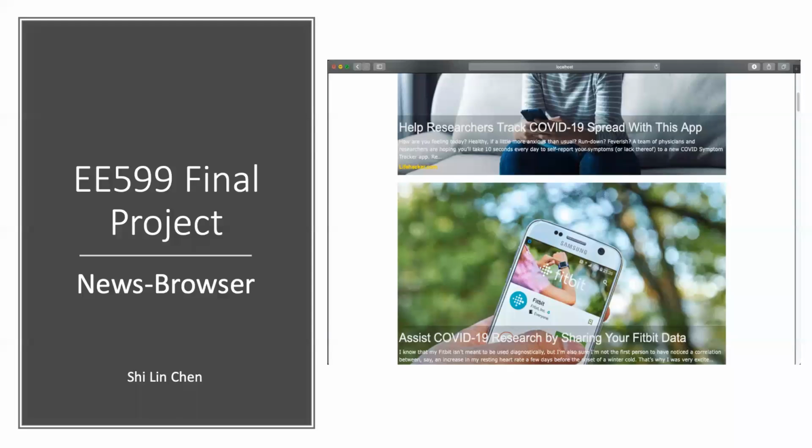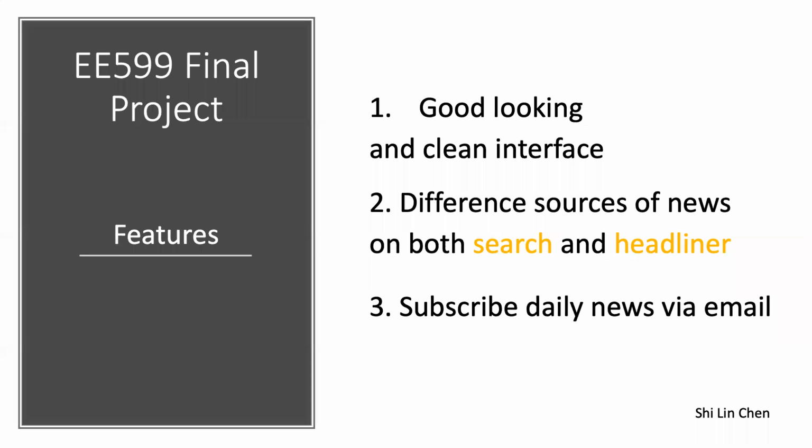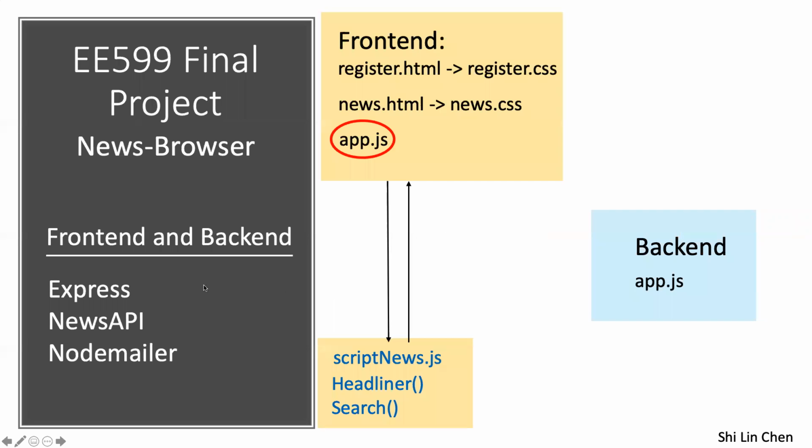And there are some features in my project. The first one is a good-looking and clean interface. The second one is that users can see different sources of news both on search and headliner, which I will demo later. And the third one is that users can decide if they want to subscribe to receive daily news by email. And I will briefly introduce my front end and back end.